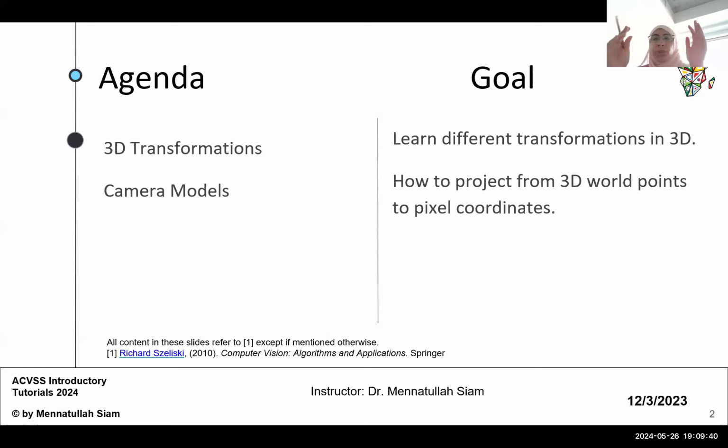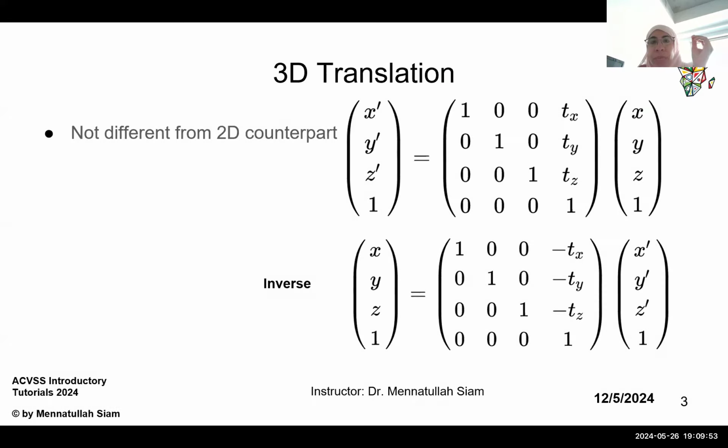We are trying to look into how, if I have a full 3D world point, to project it to pixel coordinates, but in detail. Remember, we did take the pinhole model, but we just took the outlines. This time we're going to go through the details. But in order to do that, we need to understand the same transformations, translation, rotation, the Euclidean, the similarity, all of these, but in 3D.